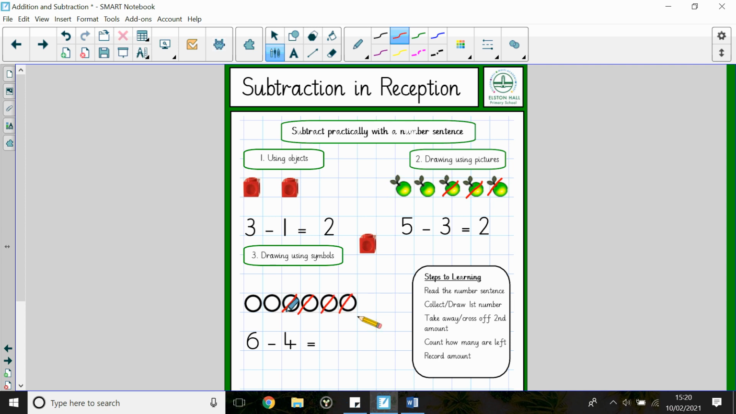Once we've taken away the correct amount, the next step is to count how many are left. 1, 2. There are 2 circles left. The final step is to record how many are left into the number sentence. 6 subtract 4 equals 2.